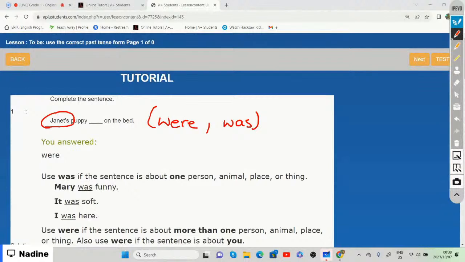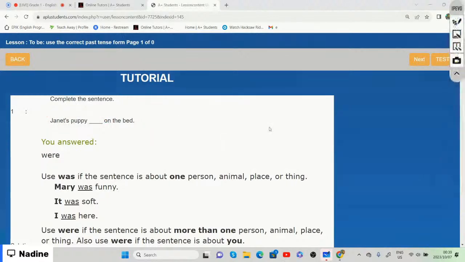So we need to use either were or was in order to complete that sentence. And if we choose the correct one, we are going to say Janet was. Janet's puppy was on the bed. So was refers to one person, animal, place, or thing. So Janet was on the bed because it only refers to one person, animal, place, or thing.